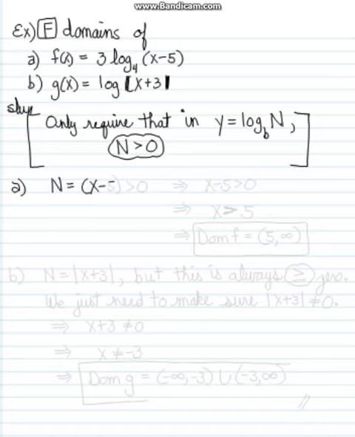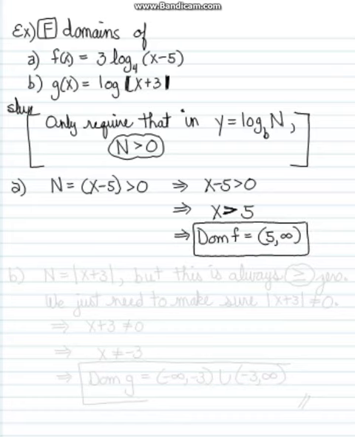In part A, the n value is x minus 5. That has to be greater than 0. So set x minus 5 greater than 0, solve, you get x is greater than 5. So the domain in interval notation starts with 5, but it doesn't include 5. There's no equal portion there, so it's a round bracket 5 to infinity round bracket.